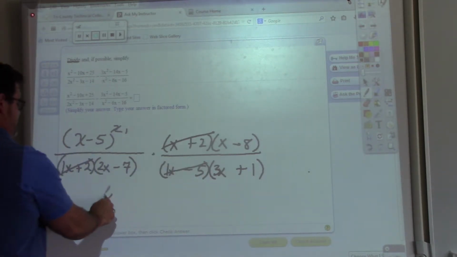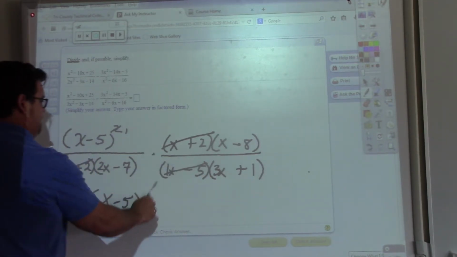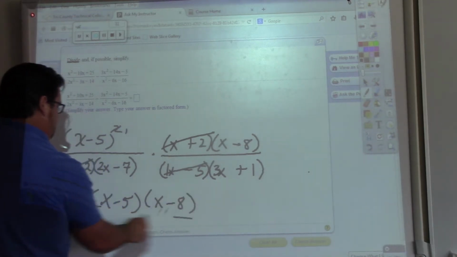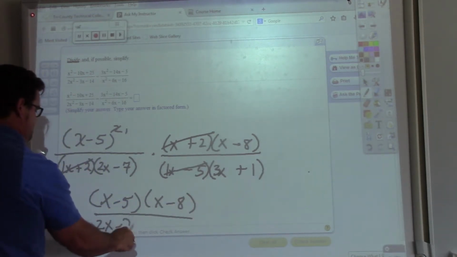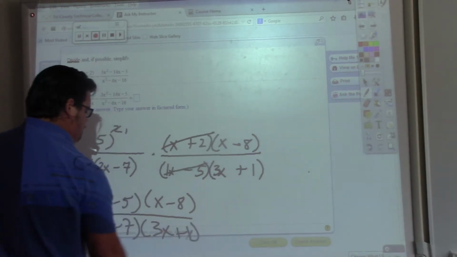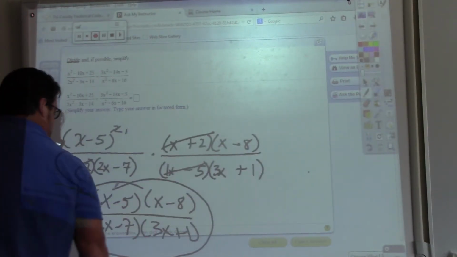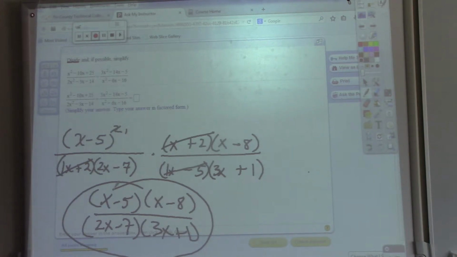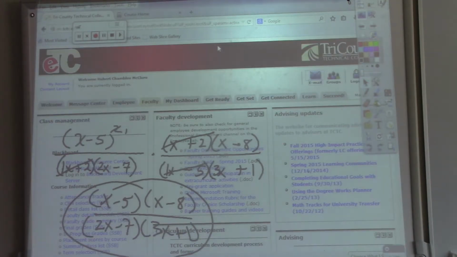Anything else cancel? No. And that gives you x minus 5 times x minus 8 over 2x minus 7 times 3x plus 1. Correct. Now that's 2 good questions for your notes. And we cut out a lot of time there, so it served its purpose.